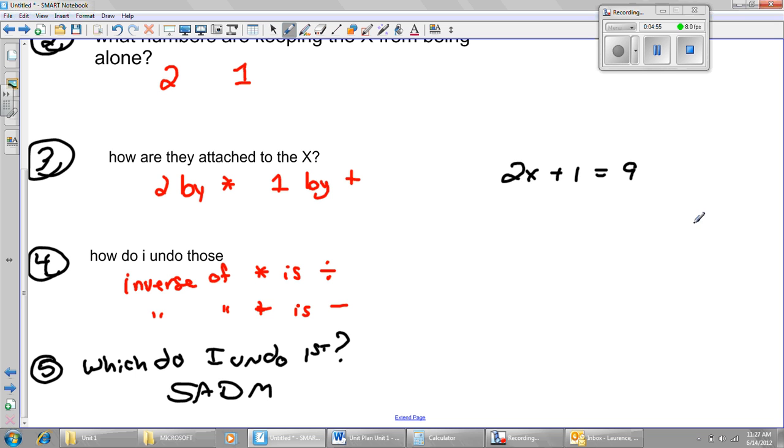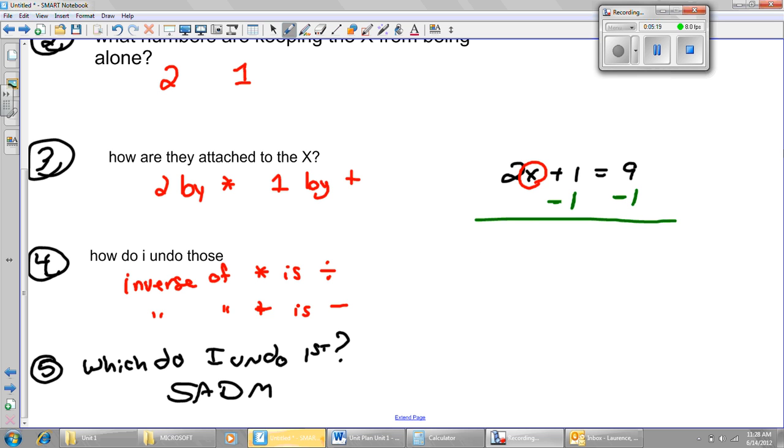All right, so my goal is to get the x alone. I'm going to circle the x. I know I've got a 2 attached by multiplication, a 1 by addition. My Saddam tells me to undo the addition first. So I'm going to undo the addition by subtracting the number that was attached by addition. If I do it to one side, I must do it to the other.